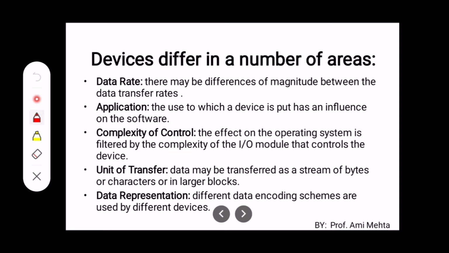For example, they differ in their data rate, application, complexity of control, unit of transfer, and data representation. So in this way they differ in a number of areas. For example, there may be differences of magnitude between the data transfer rates of different devices.